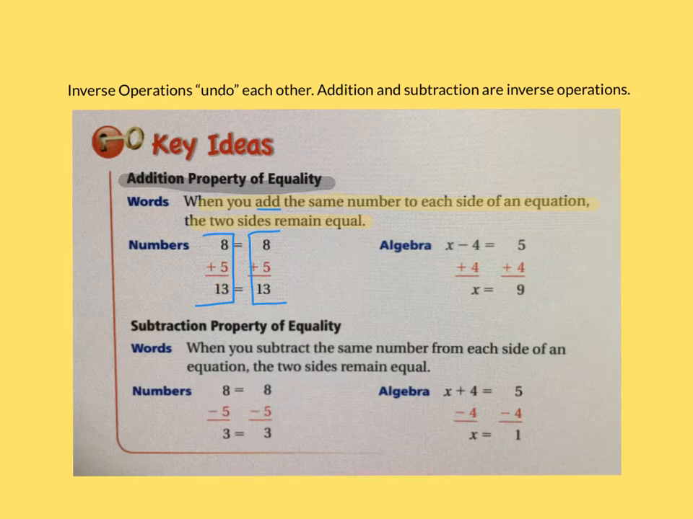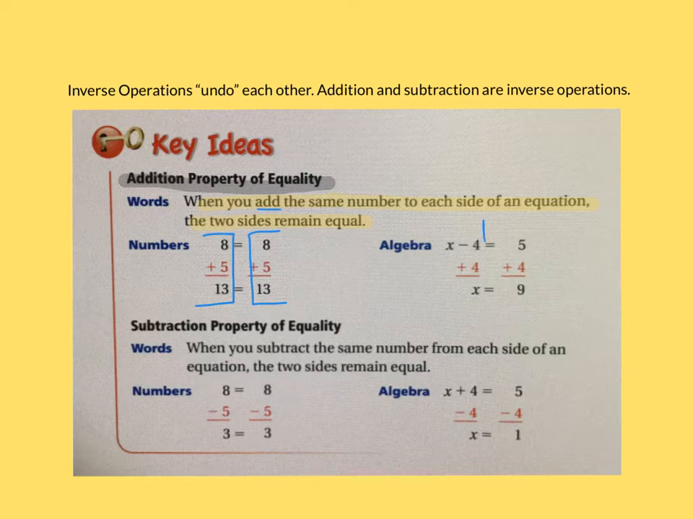Remember, if you multiply the numerator by 2, you have to multiply the denominator by 2 to make an equivalent fraction. It's kind of the same thing. If I add 5 over here, I have to add it over here. Now I've just balanced it back out, and I have 13 equals 13. Pretty simple. Now let's go over and look at the algebra side of things.